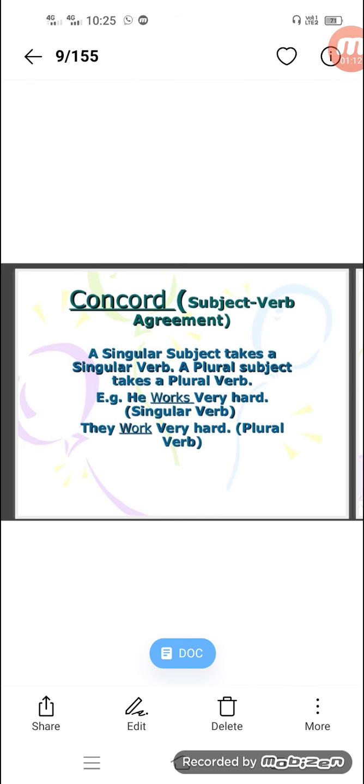Now, if you see they work very hard, here we can see they is plural, that is why we need to use work, the plural verb, right. This is about Concord.